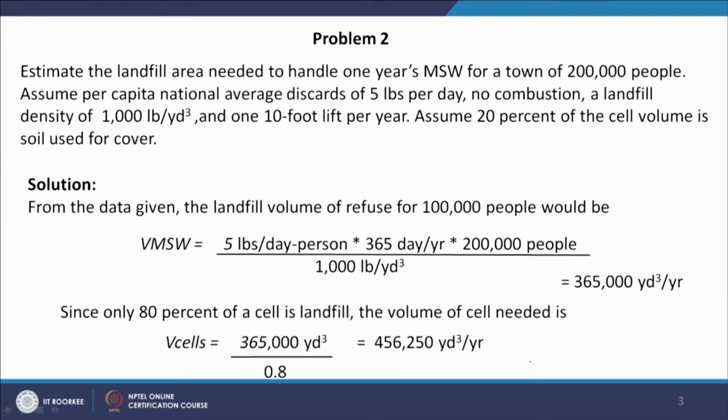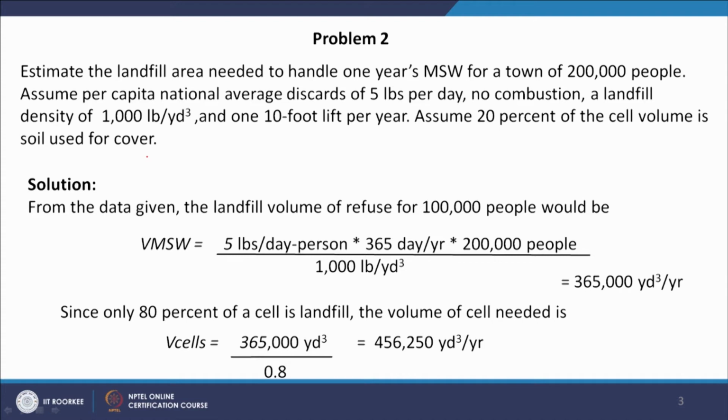Okay. So, now we will move to problem number 2 and the statement is: estimate the landfill area needed to handle 1 year's MSW for a town of 2 lakhs people. Assume per capita national average discards of 5 pounds per day. No combustion, a landfill density of 1000 pound per yard cube and a 10 feet lift per year. Assume 20% of the cell volume is soil used for cover. So, this is the problem statement.